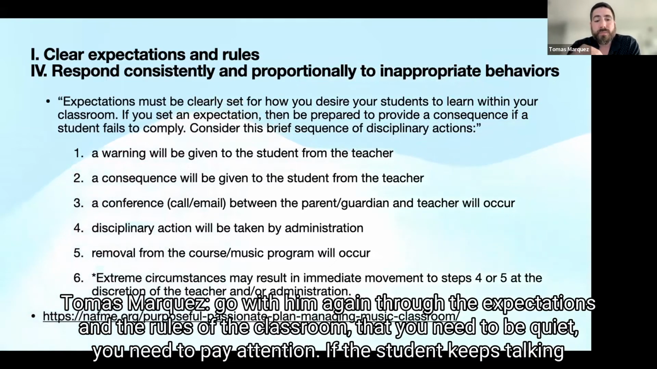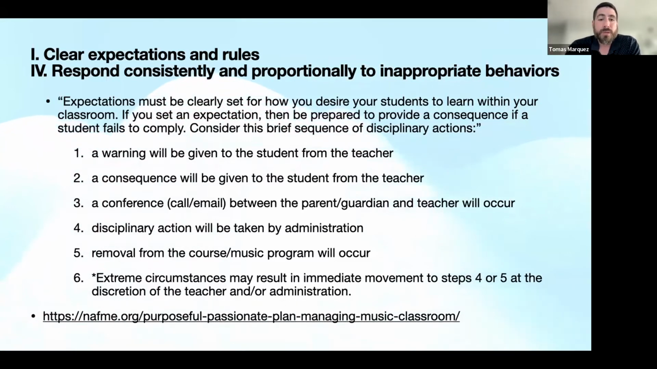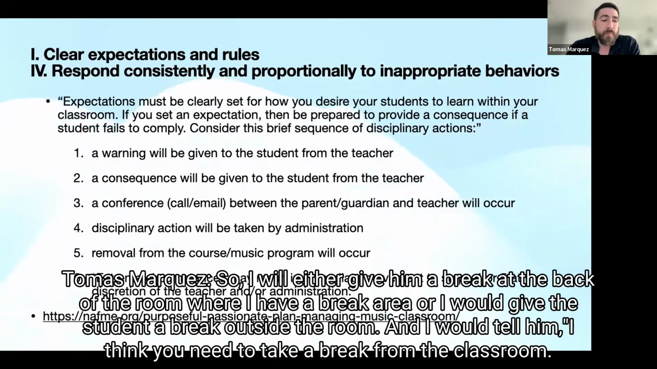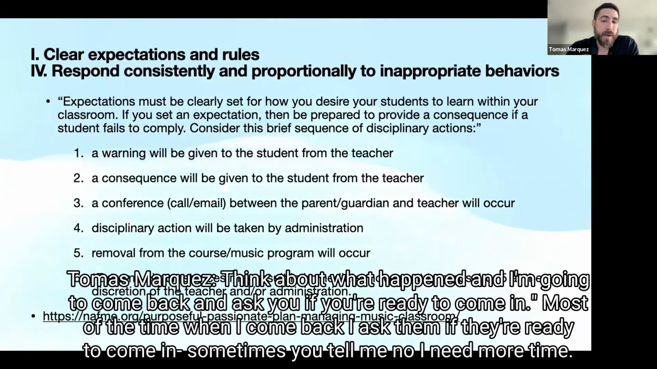If the student keeps talking, then there's a consequence that they already know, because we talk about this from the first day of school. So I will either give him a break at the back of the room where I have a break area, or I would give the student a break outside the room, and I would tell him, I think you need to take a break from the classroom. I'm going to give you 5 minutes aside so you can calm down, think about what happened, and I'm going to come back and ask you if you're ready to come in.